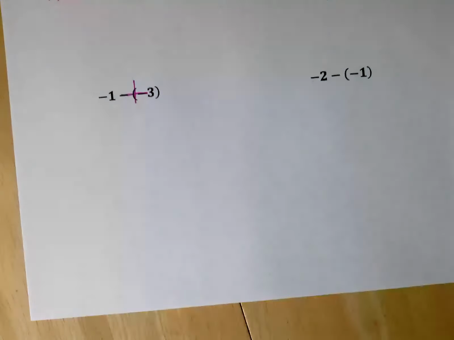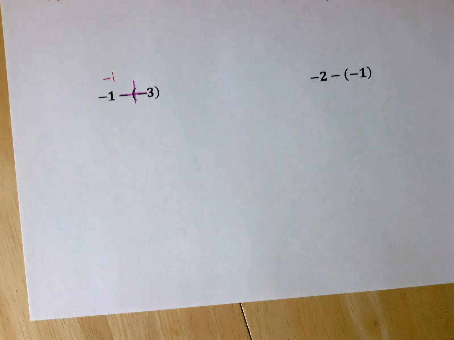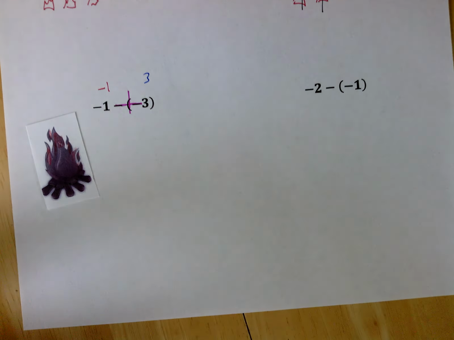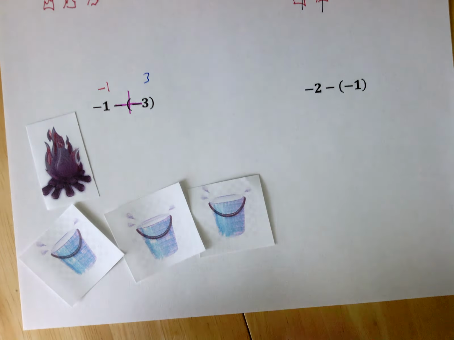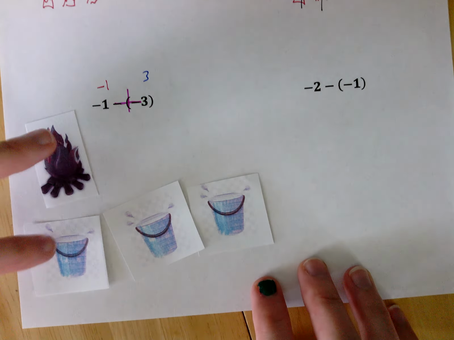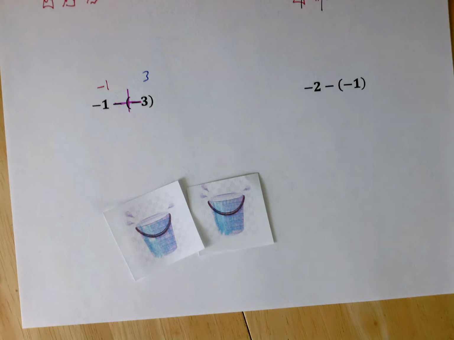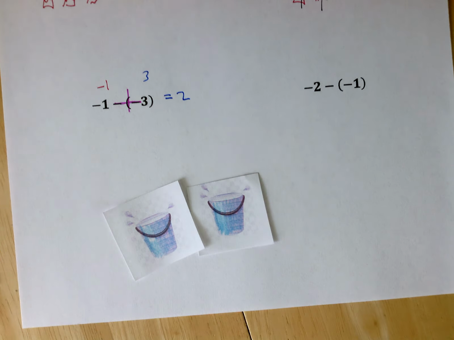Okay? And then what I have is I have a -1 over here. And now I've got a +3, so I've got a +3 over here. And that's what I'm going to combine together. So I've got 1 fire, and then I have 3 buckets of water. So 1, 2, 3 buckets of water. What's going to happen? Well, this fire and bucket of water, they're going to get rid of each other. And I'm left with 2 buckets of water. So my answer is going to be +2.